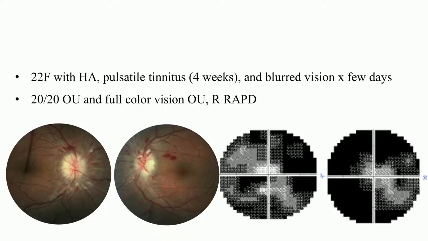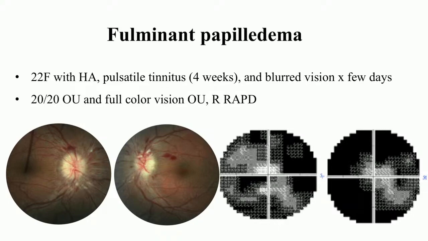The fact that she had these symptoms, along with the optic nerve head swelling and this vision loss, prompted us to say this is probably papilledema. And because of the severe vision loss, we call this fulminant papilledema. We all know that papilledema is optic nerve head swelling secondary to high intracranial pressure. The patient can present with symptoms of headaches, pulsatile tinnitus, nausea, and vomiting, and they can present with transient visual obscurations and binocular diplopia or progressive vision loss.